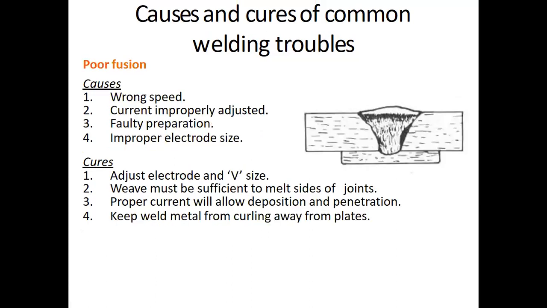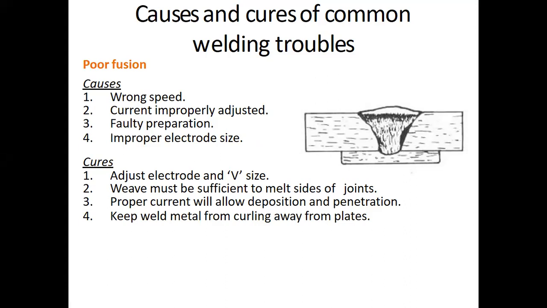Poor fusion, right? If you're trying to weld two metals, it is not fused properly. We can see it in the right side. So wrong speed, this could be one cause, right? Because the speed at which you are doing the welding is quite high.